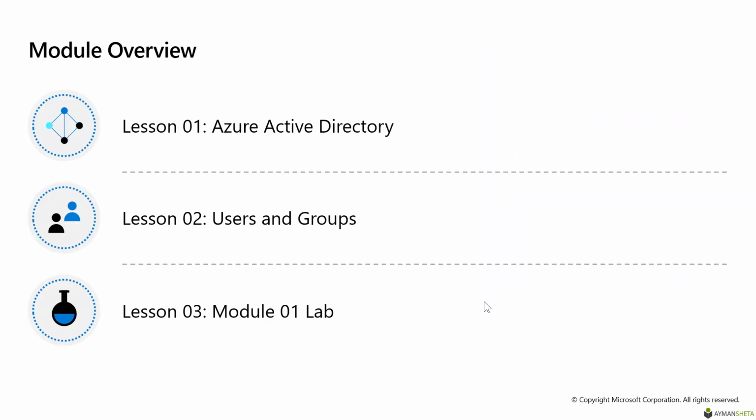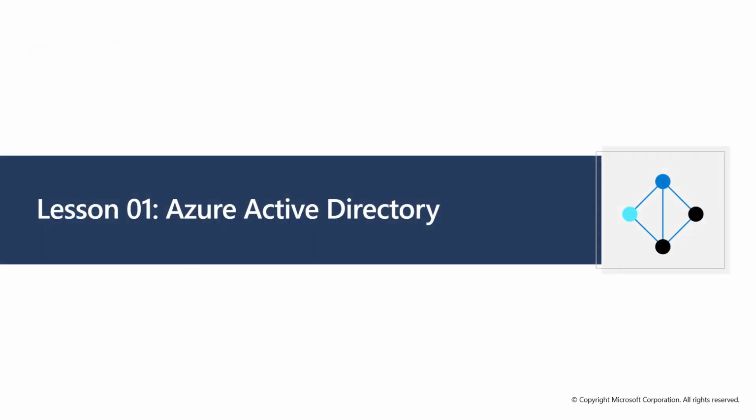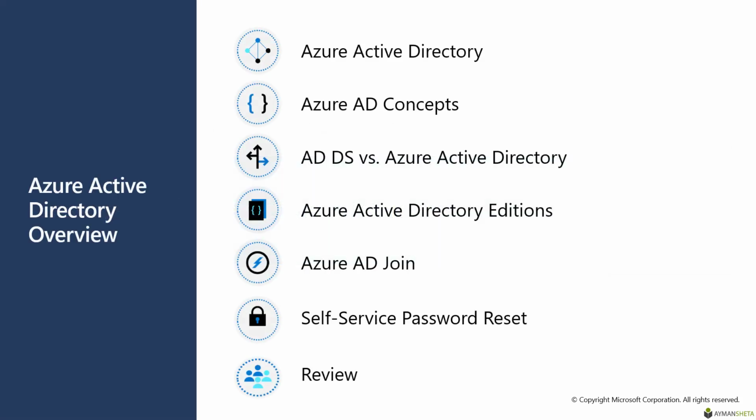Let's start with the first module in this course about identity. Going through the module overview, within lesson 1 we're going to go through an overview of Azure Active Directory. In lesson 2 we're going to go through user and group, and in lesson 3 we're going to have the module 1 lab.